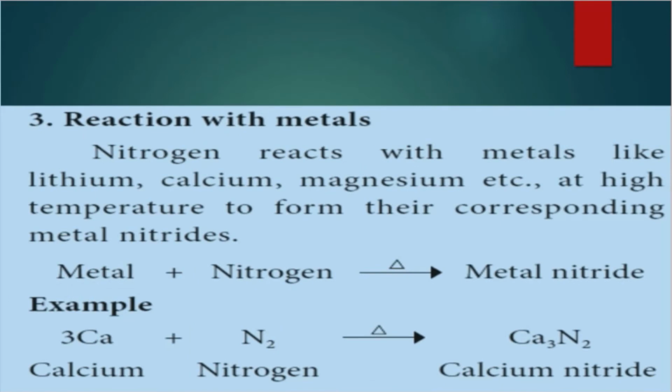Reaction with metals. Nitrogen reacts with metals like lithium, calcium, magnesium, etc. at high temperature to form their corresponding metal nitrides. Metal plus nitrogen gives metal nitride. Calcium plus nitrogen gives calcium nitride.